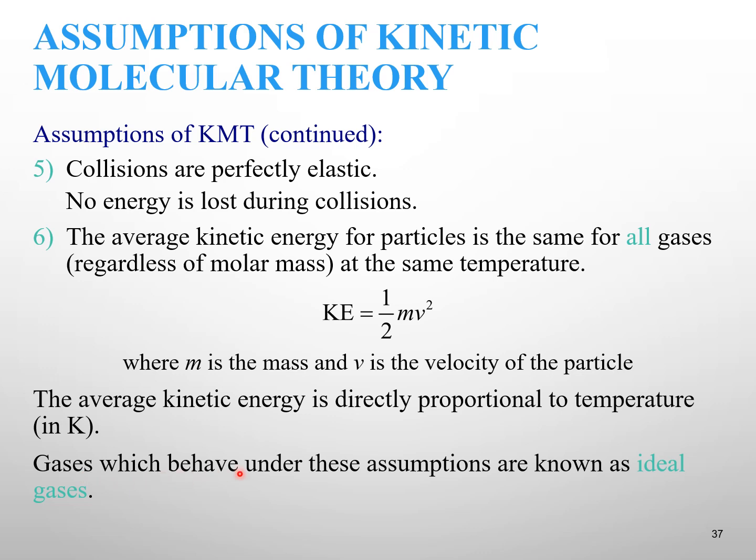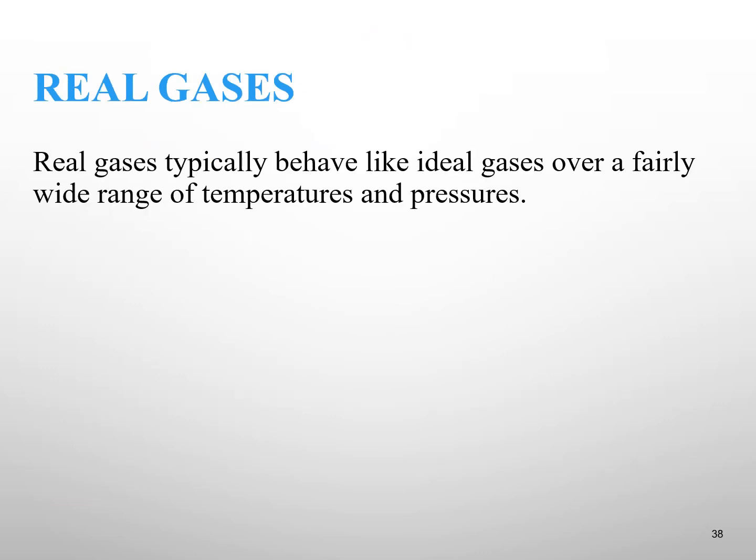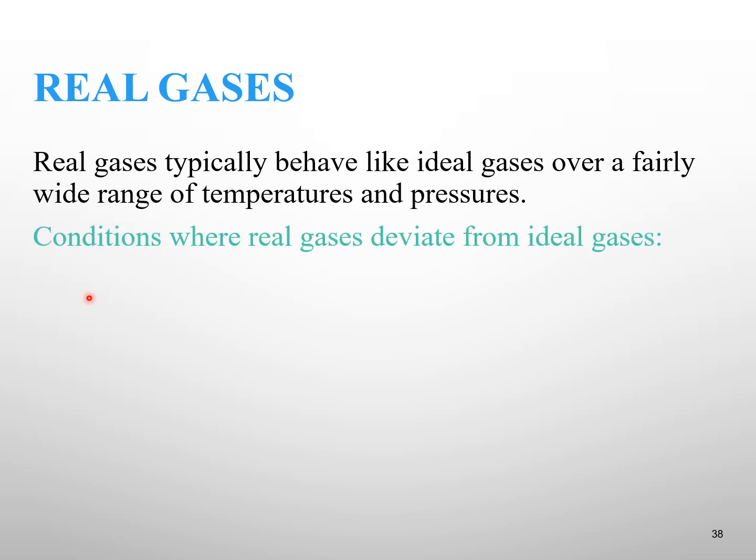So gases which behave under these assumptions are known as ideal gases. Real gases deviate from ideal gas. They behave like ideal gases over most of the wide range of temperature and pressure, but sometimes they deviate from the conditions, so they change a little bit from ideal gas. So what are the conditions?